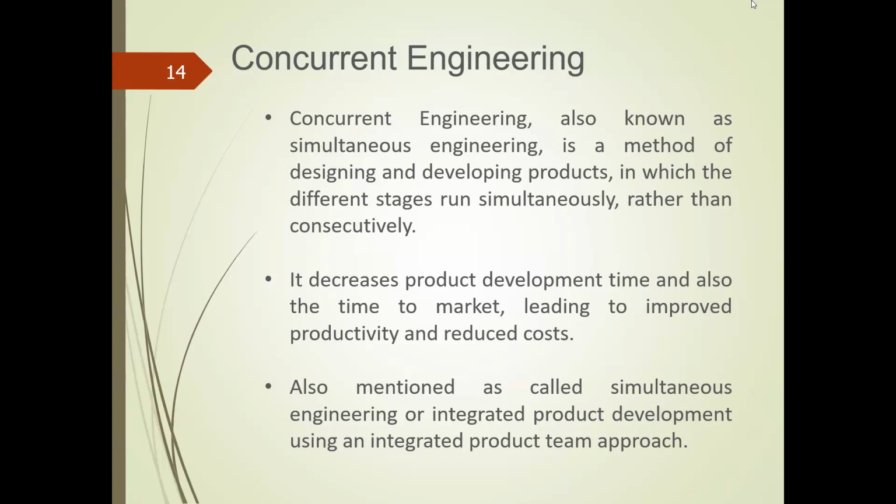So let's see the definition. It's also known as simultaneous engineering. It's a method of designing and developing products in which different stages run simultaneously rather than consecutively. So it decreases product development time, the deliverable time. Obviously it decreases, because in agile project management, though the quality of the project is maintained and the present trend or market change is implemented in the project, it takes a little bit of time to finally reach the customer. But here in concurrent engineering, since the smaller projects are simultaneously monitored and finally executed, the deliverable time is considerably reduced. So it decreases product development time and also the time to market, leading to improved productivity and reduced cost.